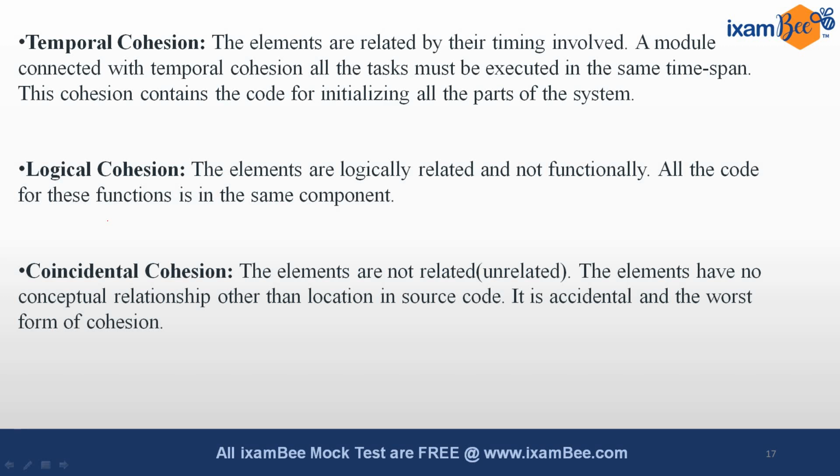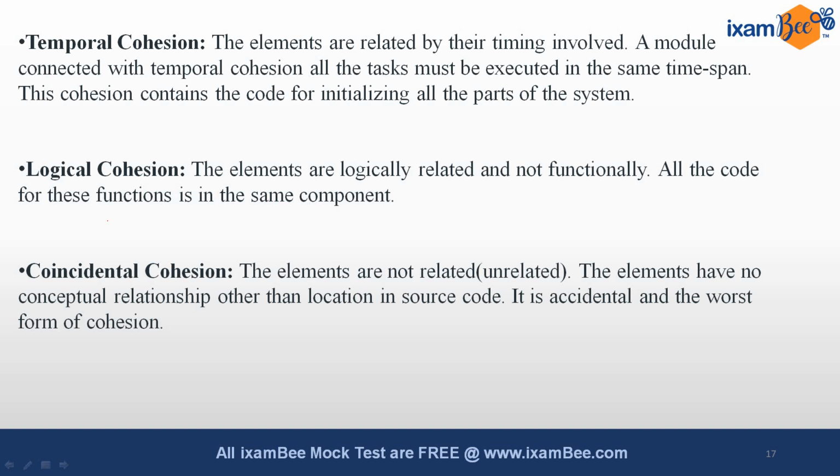Then the logical cohesion. Logical cohesion says that elements are logically related, not functionally. We know that this particular thing and that particular thing have a logical relationship, but that is actually not implemented in the code. So the codes are very much independent. They are not functionally related, but anyhow they are logically related because they are working for the same component.